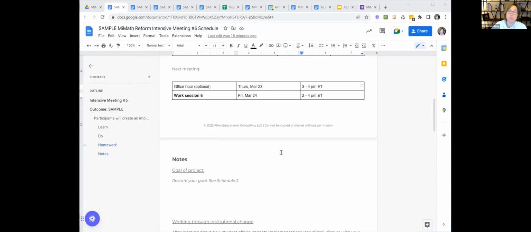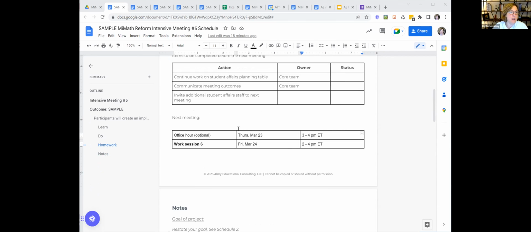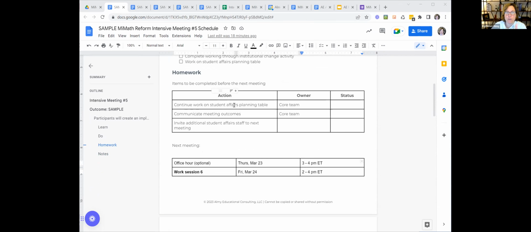Basically, I'm going to give you your next assignments. Let's talk about homework, and then I'll let you just work, so you get some time to get some things accomplished. You're going to start working on the student affairs planning table. We'll look at that in a second. You're not going to get it finished. The goal is to finish it next time.